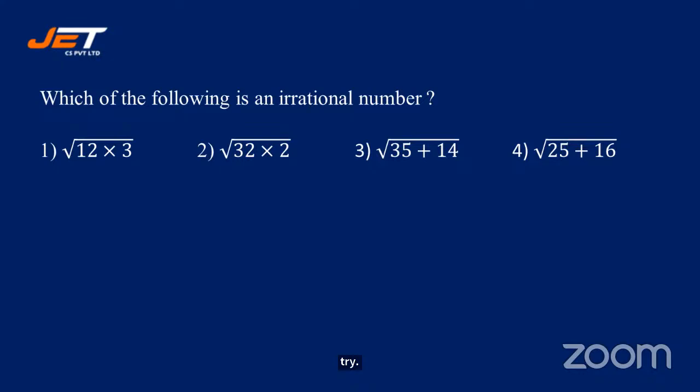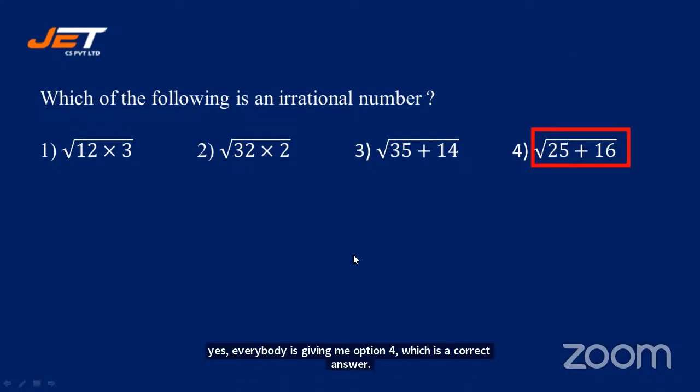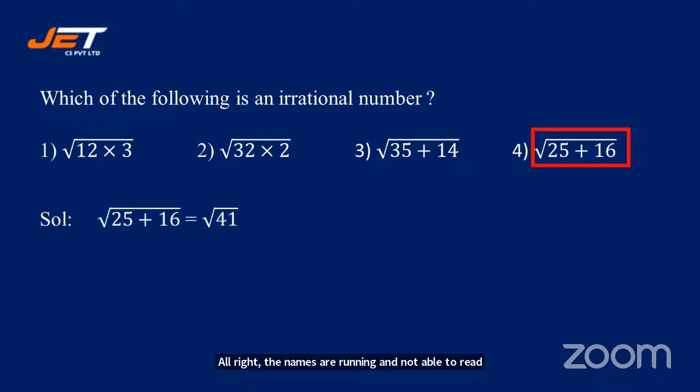Yes. Let me see how many are giving me the right answer. The right answer is Monica, Ria, Bhavana, Akshita. Yes, everybody is giving me option 4, which is a correct answer. All right, the names are running. I'm not able to read all the names. Yes, perfect. It is option 4, root 25 plus 16.